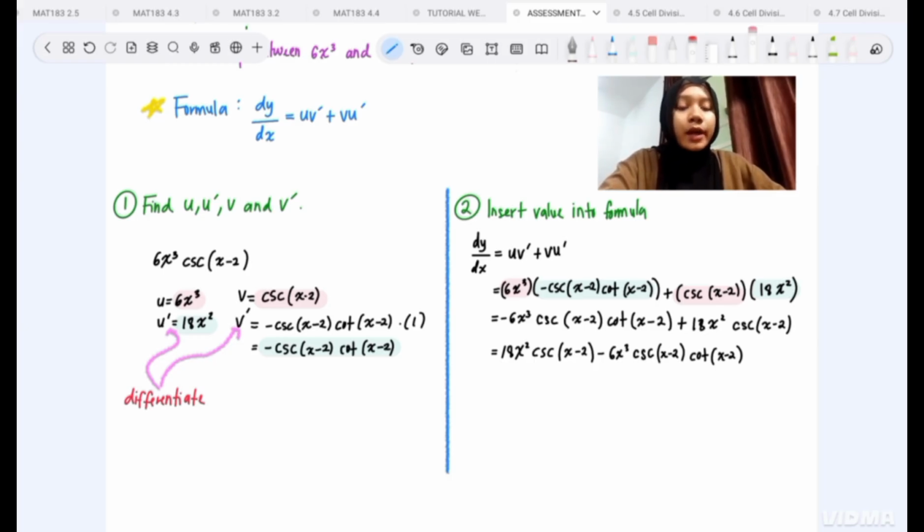To find u prime and v prime, we need to differentiate. So we get the values of v prime and u prime. After we get the values, we need to insert them into the formula. So we insert into the formula, and we simplify and we get the answer.